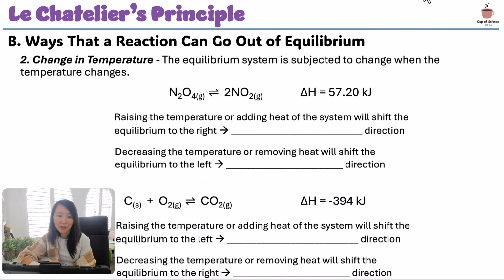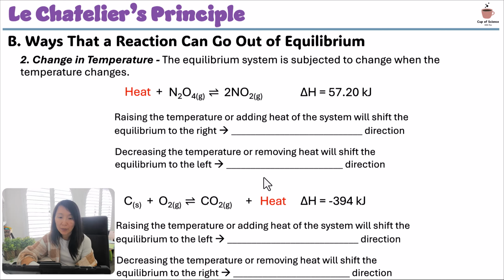So the second way for a reaction to go out of equilibrium is a change in temperature. I have here N2O4 forming 2 nitrogen dioxide. The delta H value here says 57.20 kilojoules. This just means that 57.20 kilojoules of heat has been added in order for the reaction to go. But note, it's a positive value, and what this positive value means is that the heat has been added on the reactant side. If it's a negative value, it will be added on the right side of the equation, the heat in itself.